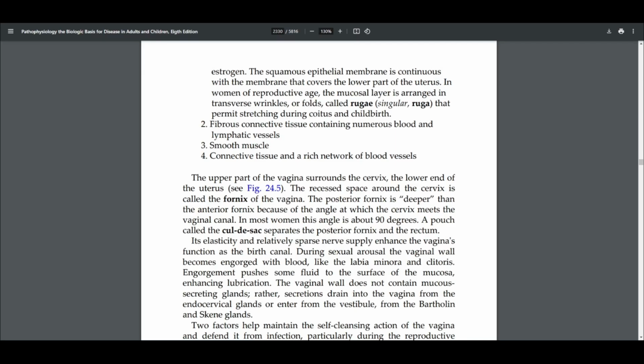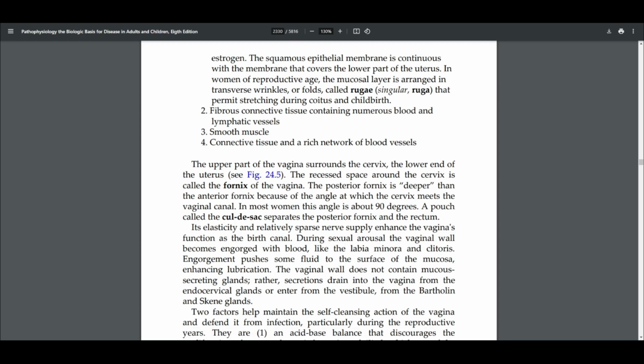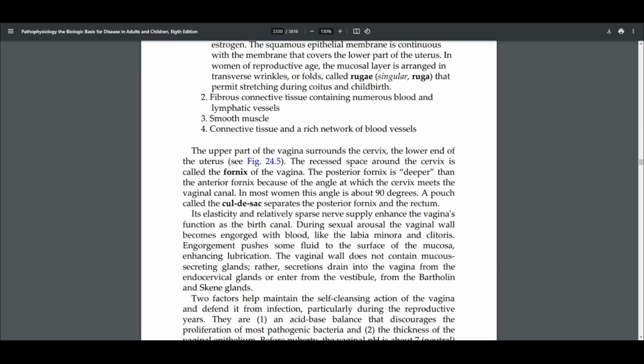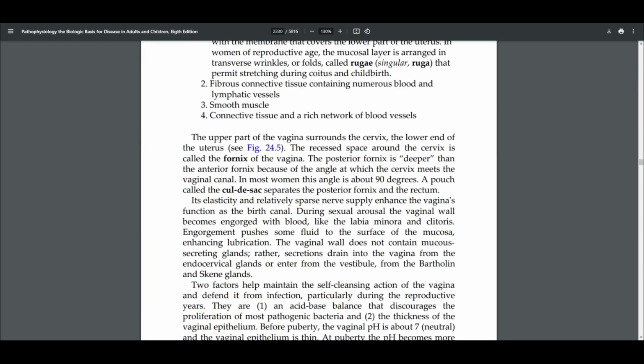The upper part of the vagina surrounds the cervix, the lower end of the uterus. The recess space around the cervix is called the fornix of the vagina. The posterior fornix is deeper than the anterior fornix because of the angle at which the cervix meets the vaginal canal. In most women, this angle is about 90 degrees. A pouch called the cul-de-sac separates the posterior fornix and the rectum. Its elasticity and relatively sparse nerve supply enhance the vagina's function as the birth canal.